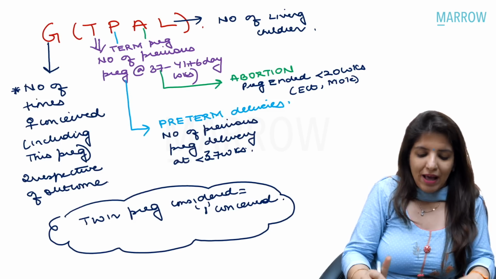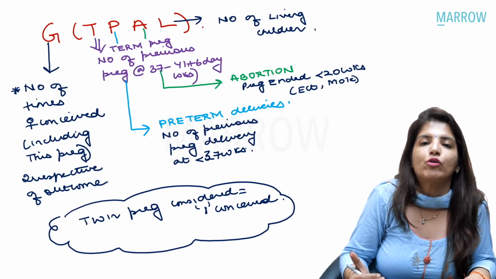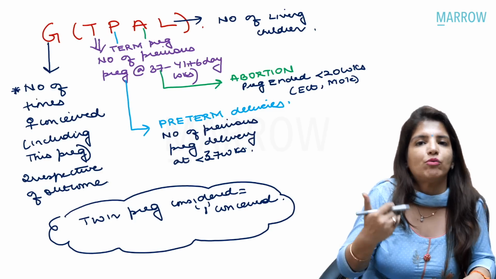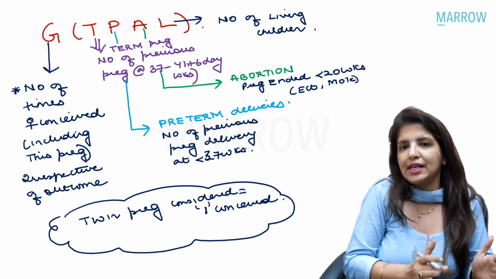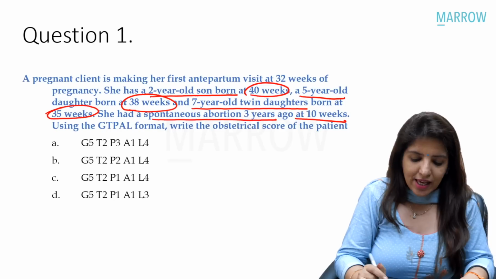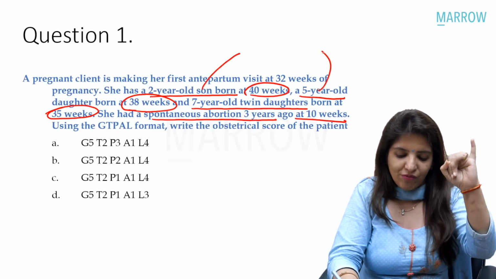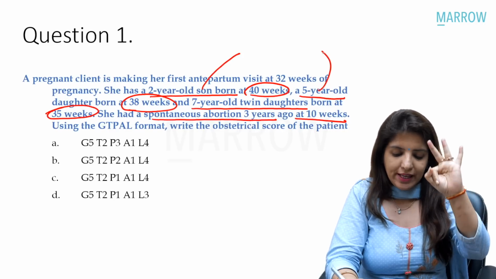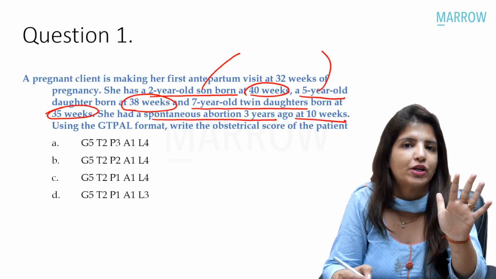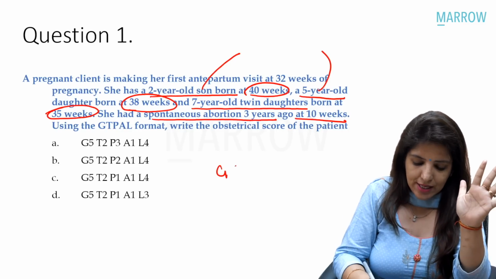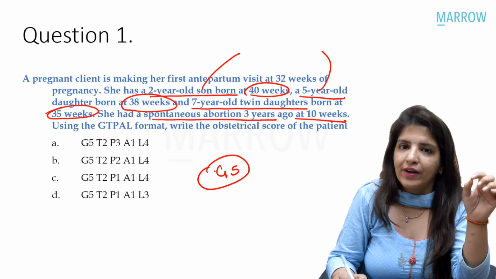Now, in the GTPAL format, all of you know that G stands for gravida, where gravida is the number of times a female has conceived. And whenever we are talking about gravida, we include the present pregnancy in gravida, right? So, in this case, this female had a 2-year-old son, number one. Then she has a 5-year-old daughter, then she has twin daughters, and she had an abortion, and now she's pregnant for the 5th time. So she is gravida 5, and all of the options which are given have gravida 5.